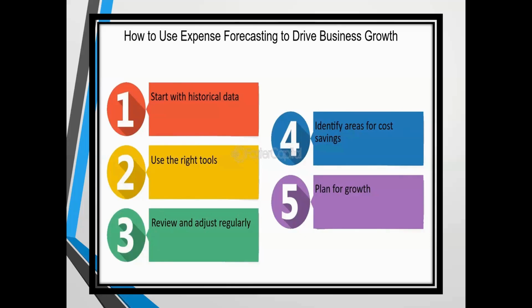The fourth one is identify areas for cost savings. Find places where you are spending too much and try to save money. This helps improve profits. And the last one is plan for growth. If your business is growing, include new costs like hiring or marketing. This keeps your forecast realistic and helps in overall growth.